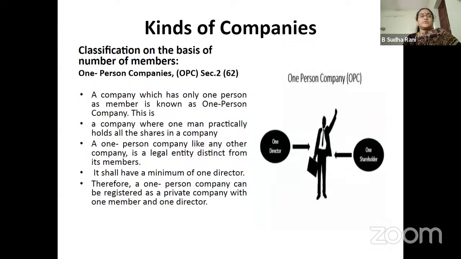Coming to the next, one-person company, I just explained, is only one person to the company and he holds entire shares of the company, and he's like all other companies. He also has all the rest similar, only the thing is one person. So he himself is the owner, he himself is the director of the company.